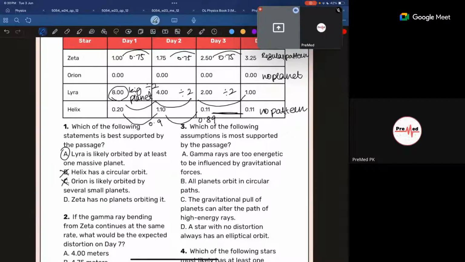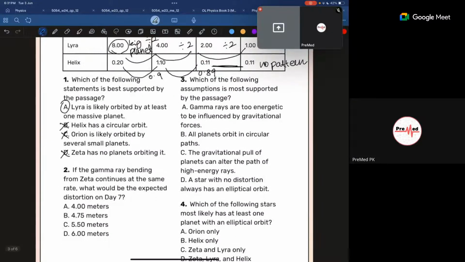And for D, Zeta has no planets orbiting it, which is false because it is a regular pattern. We can see in Zeta it is a regular as well as a repeating pattern, as well as an increasing pattern. So there are likely to be planets that are orbiting it. So D is wrong. If there's any confusion in this question, you guys can text in the chat.